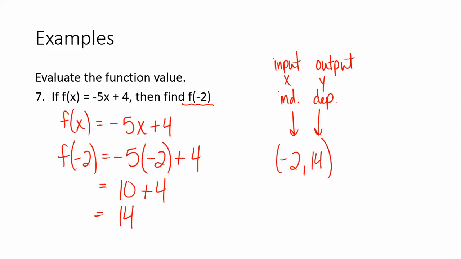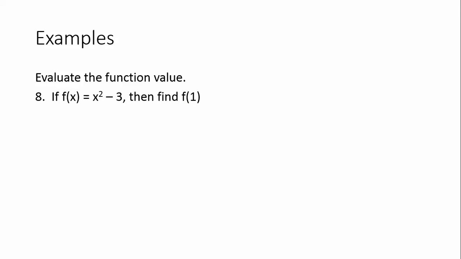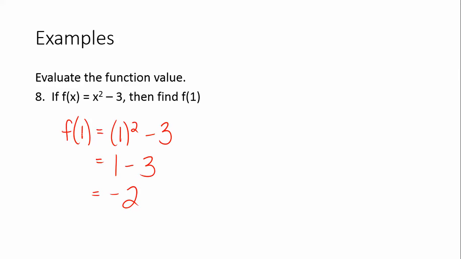And don't get hung up so much on the notation. Just take it for what it is. You're just plugging in this value for x. So let's look at another one. If f of x equals x squared minus 3, then you're supposed to find f of 1. So f of 1 would be 1 squared minus 3. I'm taking the input of 1 and plugging it in for x. 1 squared is 1, and 1 minus 3 is -2. So if an input is 1, the output, given this function, is -2.